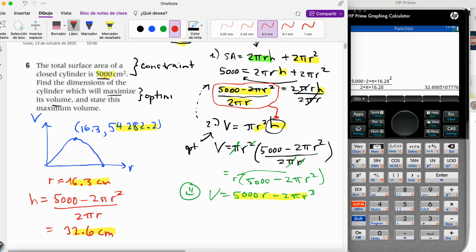So remember, set up your constraint, set up what you actually want to optimize, use the constraint to isolate for a variable, and then substitute it in, and then, woohoo, then party.